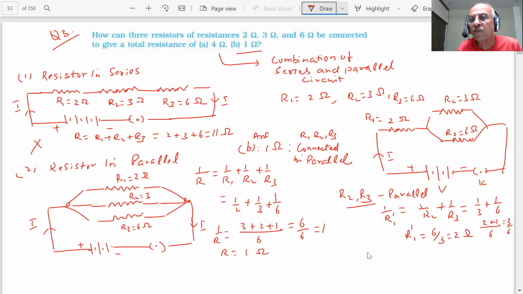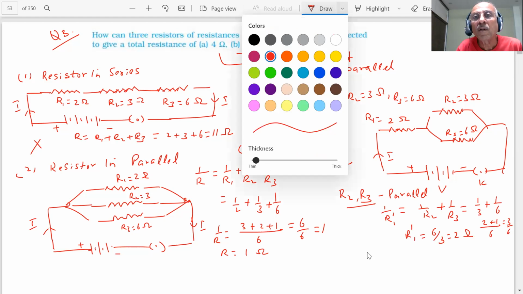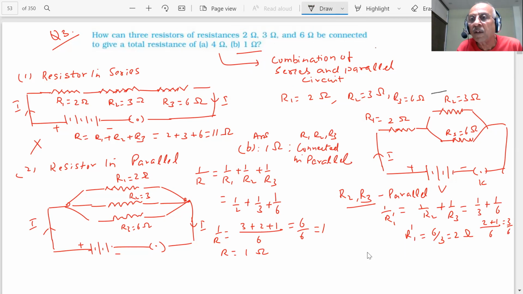So these two, students, which are in parallel, what is their value? R1 dash, and that is coming 2 ohms. Now R1 and R1 dash, they are in series. Then what will be the effective resistance, student? R for the complete circuit.